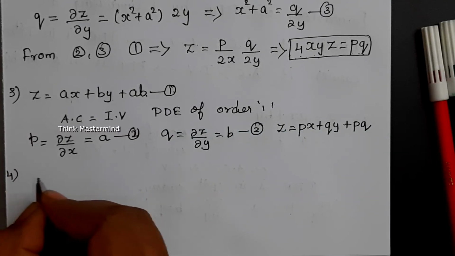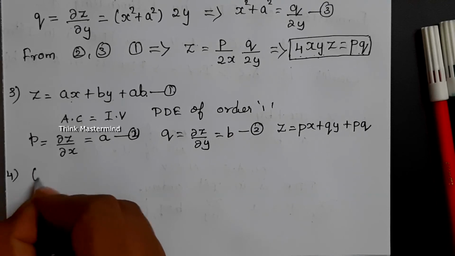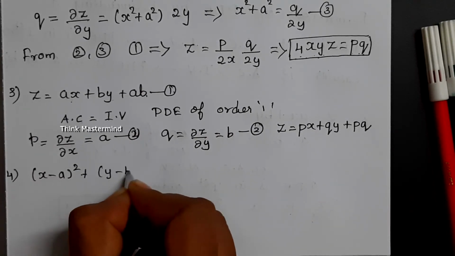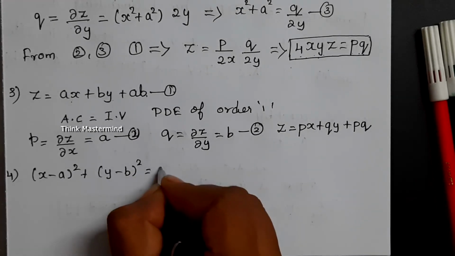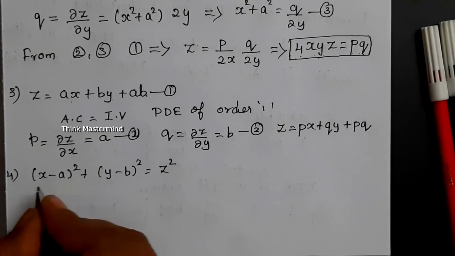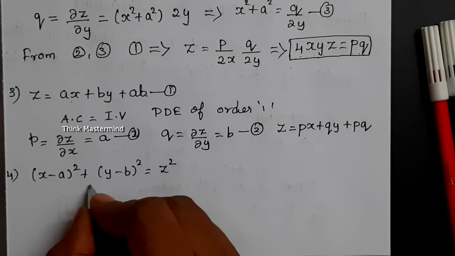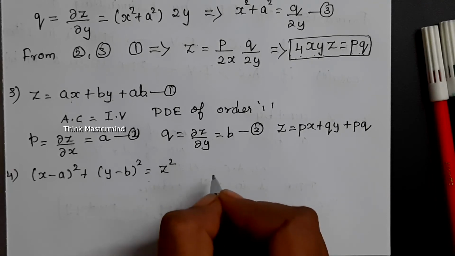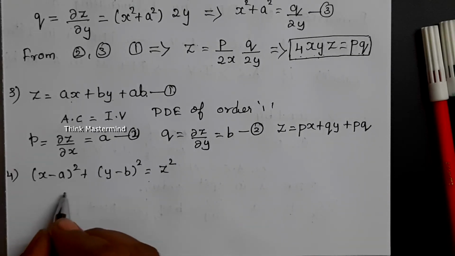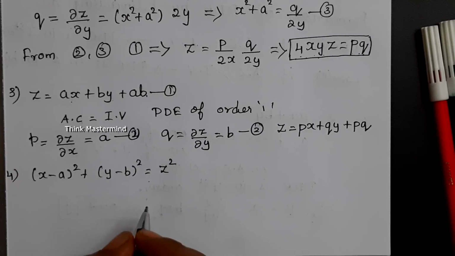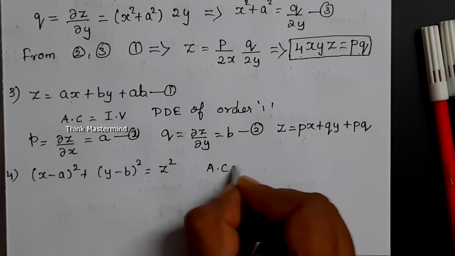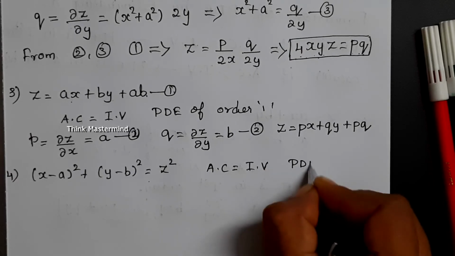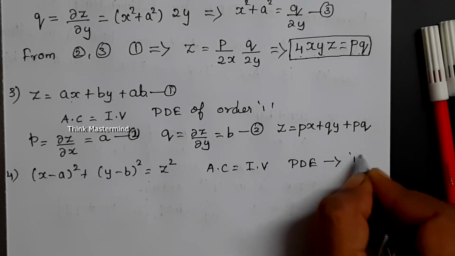A different example. I am considering the function x minus a the whole square plus y minus b the whole square is equal to z square. So again here 2 independent variables and 2 arbitrary constants, then you have to differentiate only 1 time, that is you are going to find the partial differential equation of order 1.